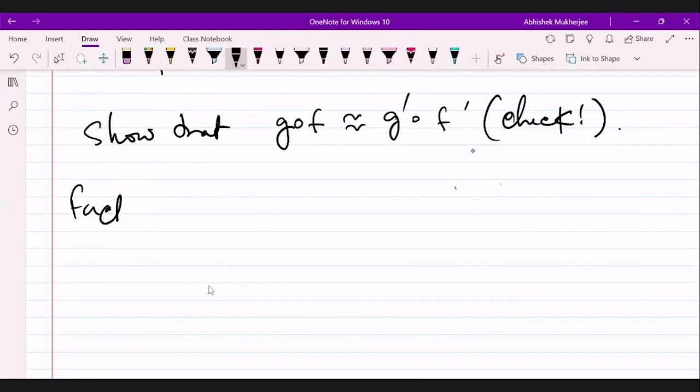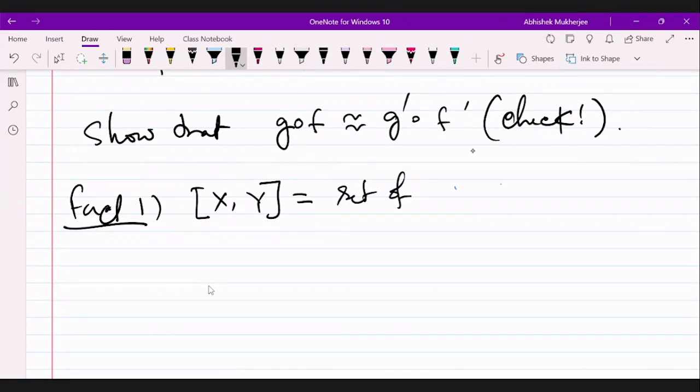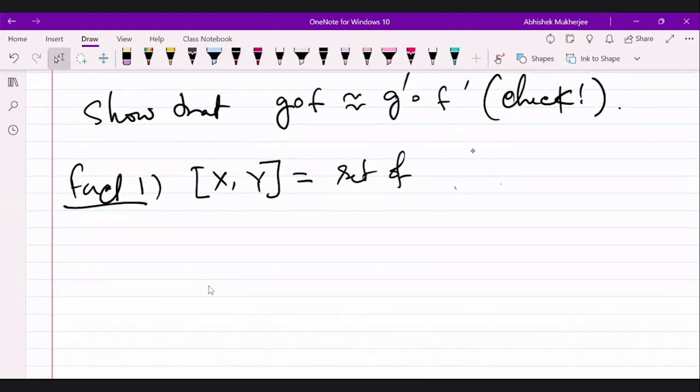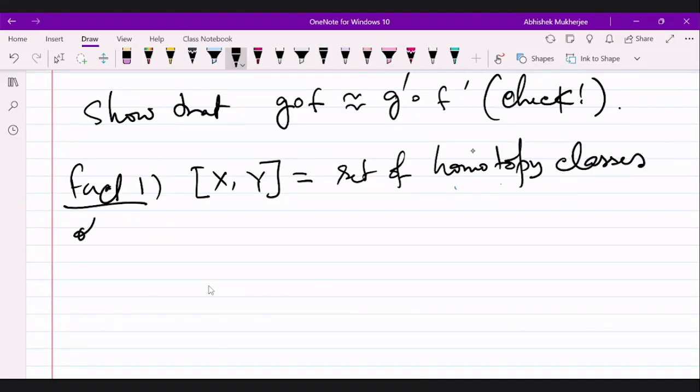Now some simple facts. If we denote this box [X, Y] by this set, as we have seen that the relation of being homotopic is an equivalence relation, so you can partition the class of continuous maps from X to Y into distinct equivalence classes of continuous maps, right? So this is the set of homotopy classes of maps of X into Y.